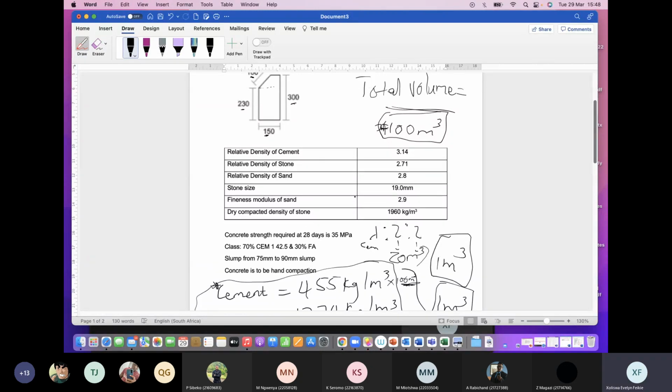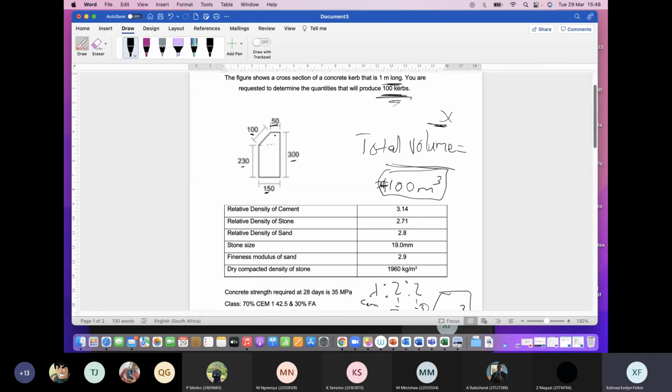Is there anyone who's lost? So the issue of determining the volume is just the area that you need to determine times the length to get the volume, times the number of cabs you need to produce. You can do that on your own. It's not a difficult thing.